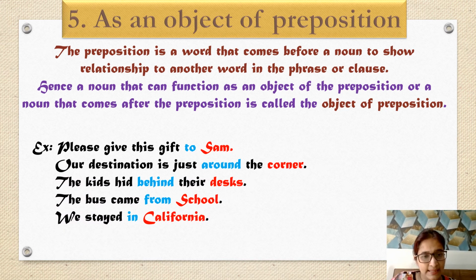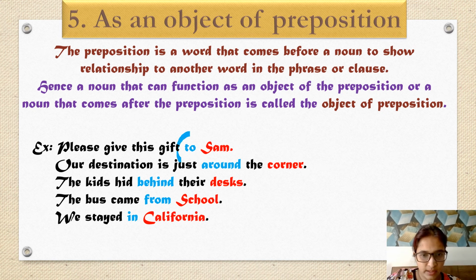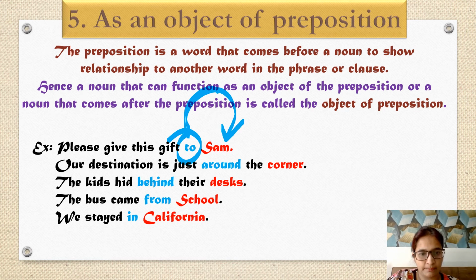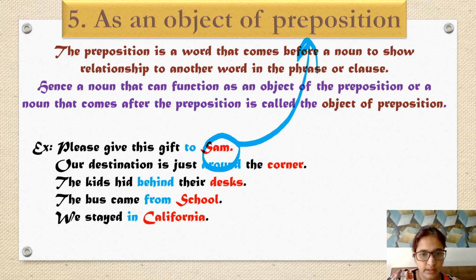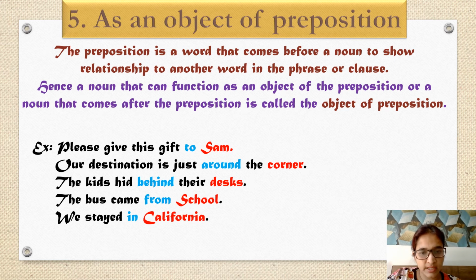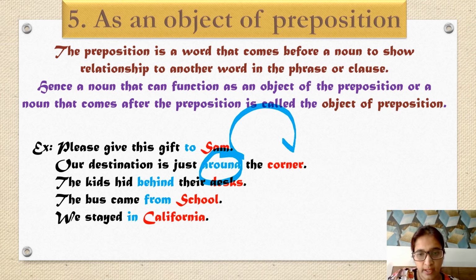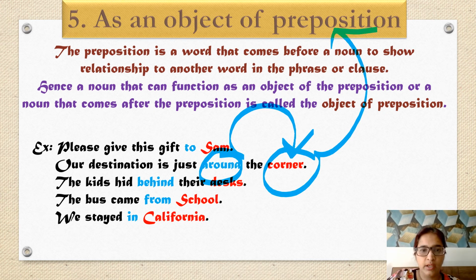Now, please give this gift to Sam. In this sentence, to is the preposition. To whom? Let's ask the question, to whom? To Sam. So Sam becomes the object of preposition in this case, because the preposition is referring to Sam. Our destination is just around the corner. Around is the preposition here. Around where? Around the corner. So corner becomes the noun being used as an object of preposition.